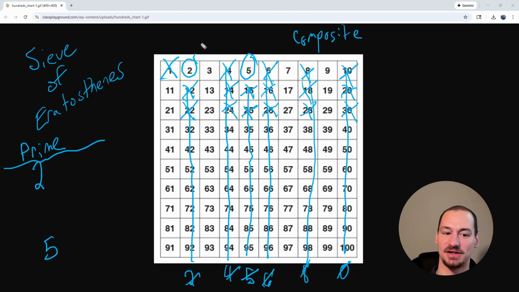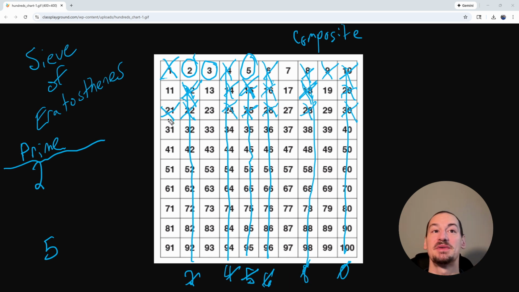But here's where it really gets interesting, and I think even the older kids can learn something. So we're going to circle 3, and then we're going to cross off every multiple of 3. So 3 plus 3 is 6. 6 plus 3 is 9. 9 plus 3 is 12. 12 plus 3 is 15. 15 plus 3 is 18. 18 plus 3 is 21.